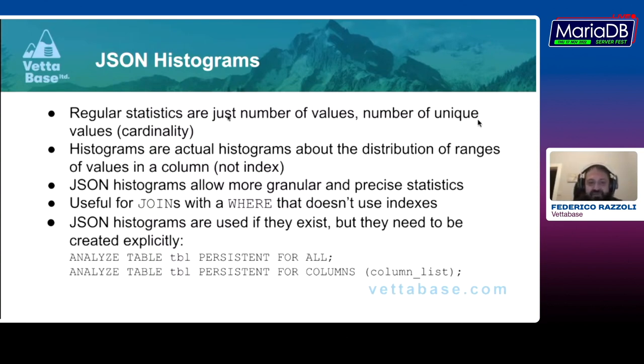Anyway, just to finish, basically, histograms are used to merge the values into groups of values or ranges of values. And then there are more specific statistics like, okay, this range has X values and epsilon unit values, for example. JSON histograms are more accurate and more granular histograms. They are not created by default. They are used by default if they exist. But to create them, you need to do it explicitly because it's a lot of information to check and to store. So you can use this SQL query, which is ANALYZE TABLE PERSISTENT FOR ALL, or the SQL query where you basically specify the columns you want to analyze.